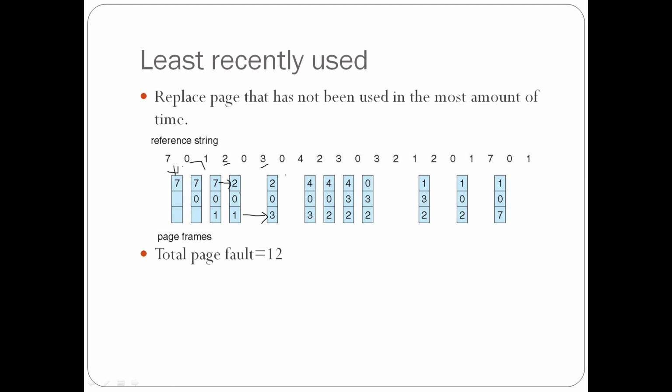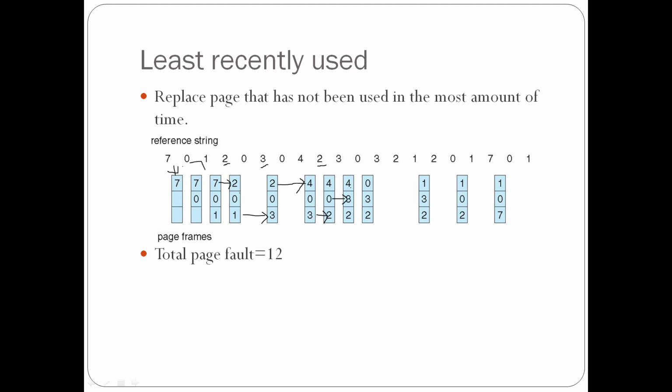Then 0, it is a page hit. Then 4. 4 means again 2, 0, 3. 0 and 3 have been used, and only 2 has not been used for the longest period of time. So 2 is replaced by 4. Then when we come to 2, out of 4, 0, 3, 3 has not been used for the longest period of time. So 3 is replaced by 2. Then 3. Again 0, 4, 2. Only 0 has not been used for the longest period of time. So 0 is replaced by 3.